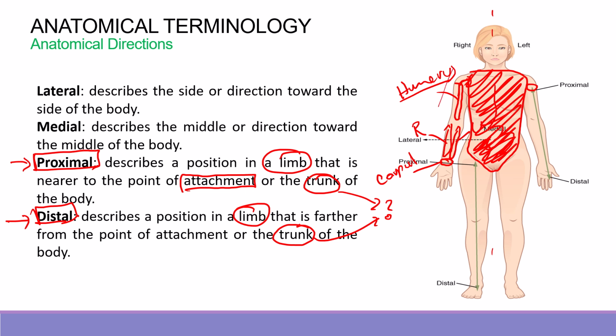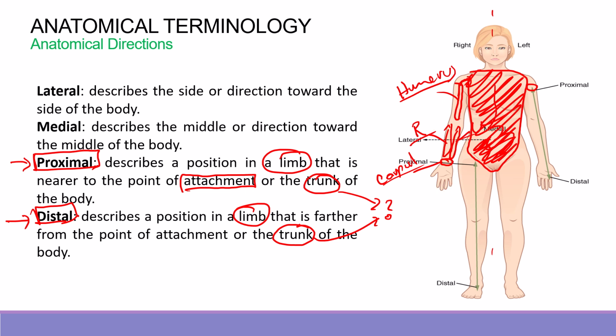So in the upper limb, in the upper extremity, the humerus is proximal to the radius, to the ulna, and to the carpal bones, because it is the most proximal bone, the one that attaches to the trunk.